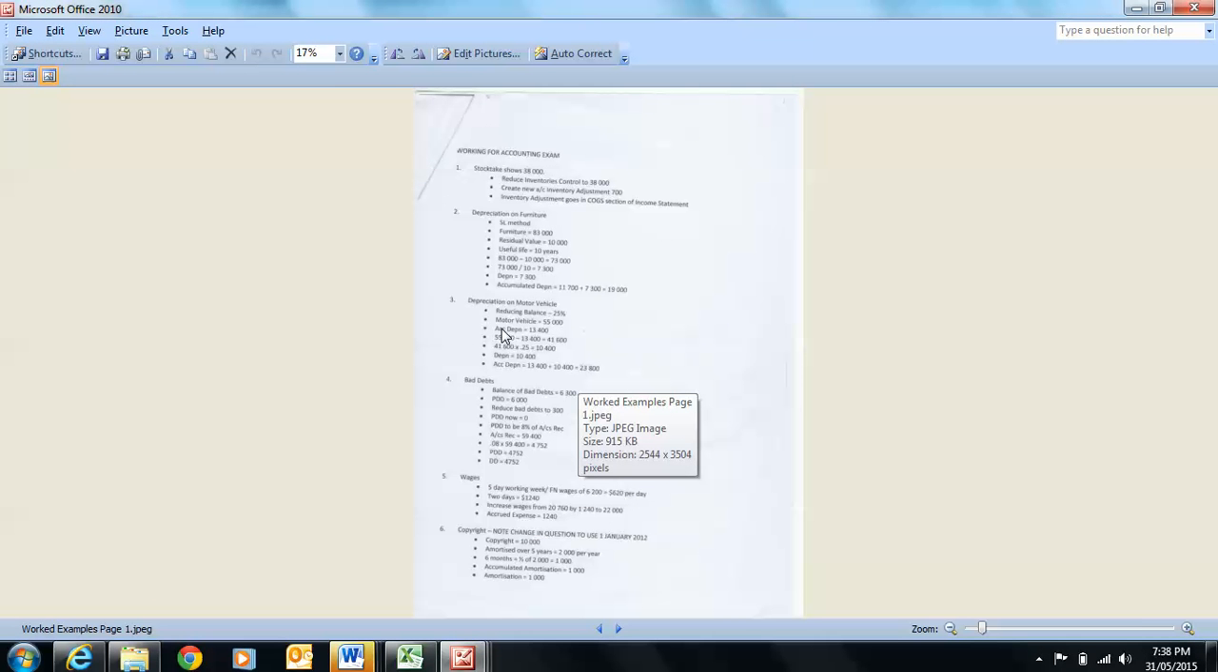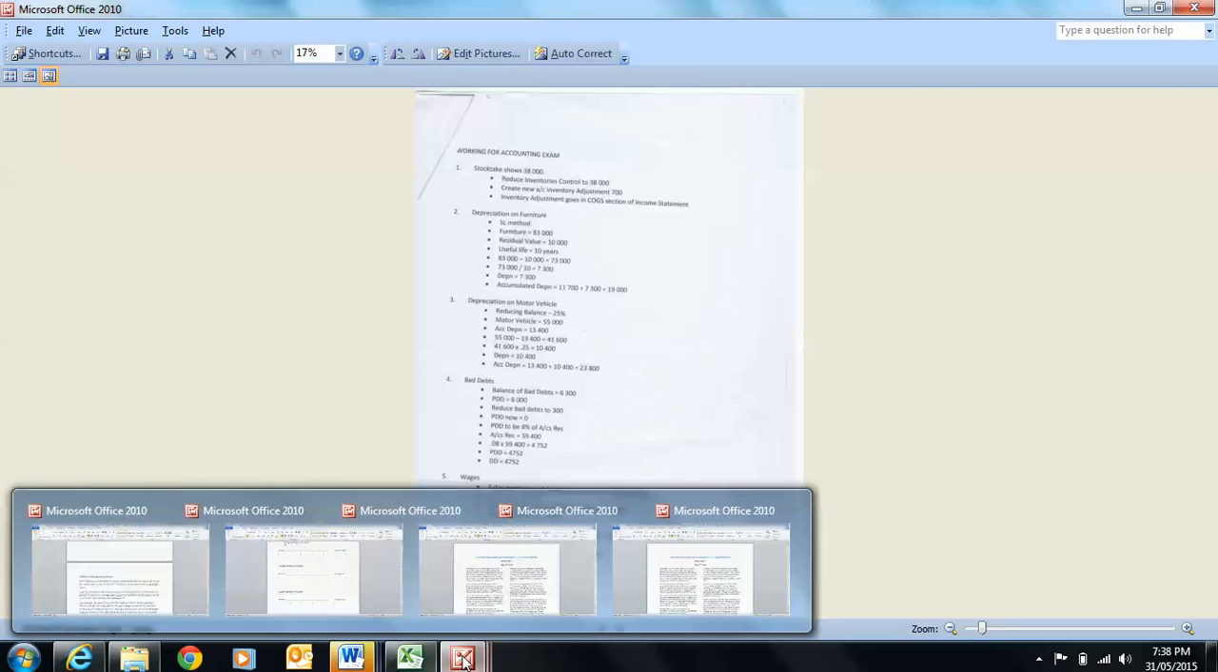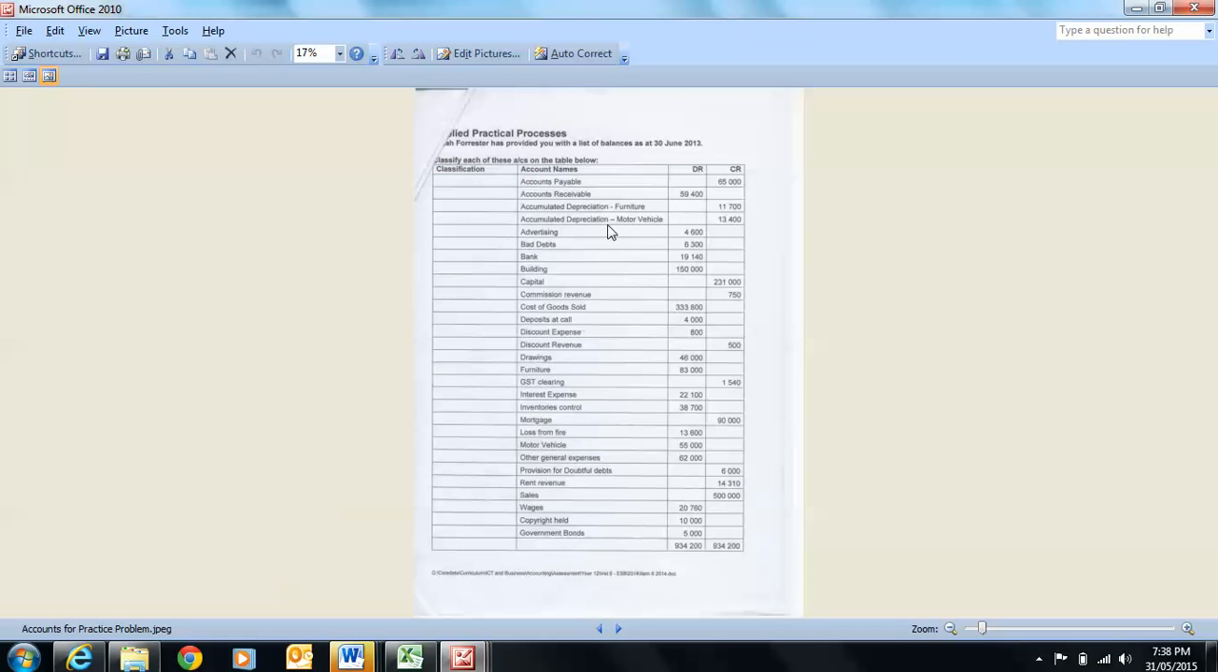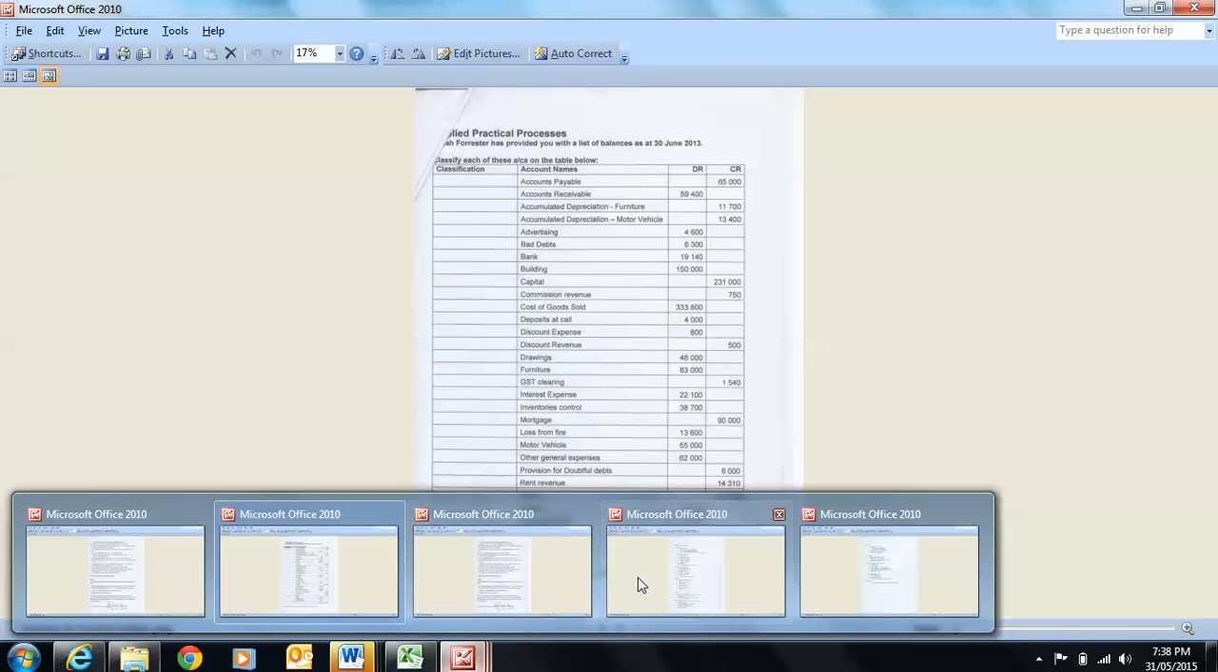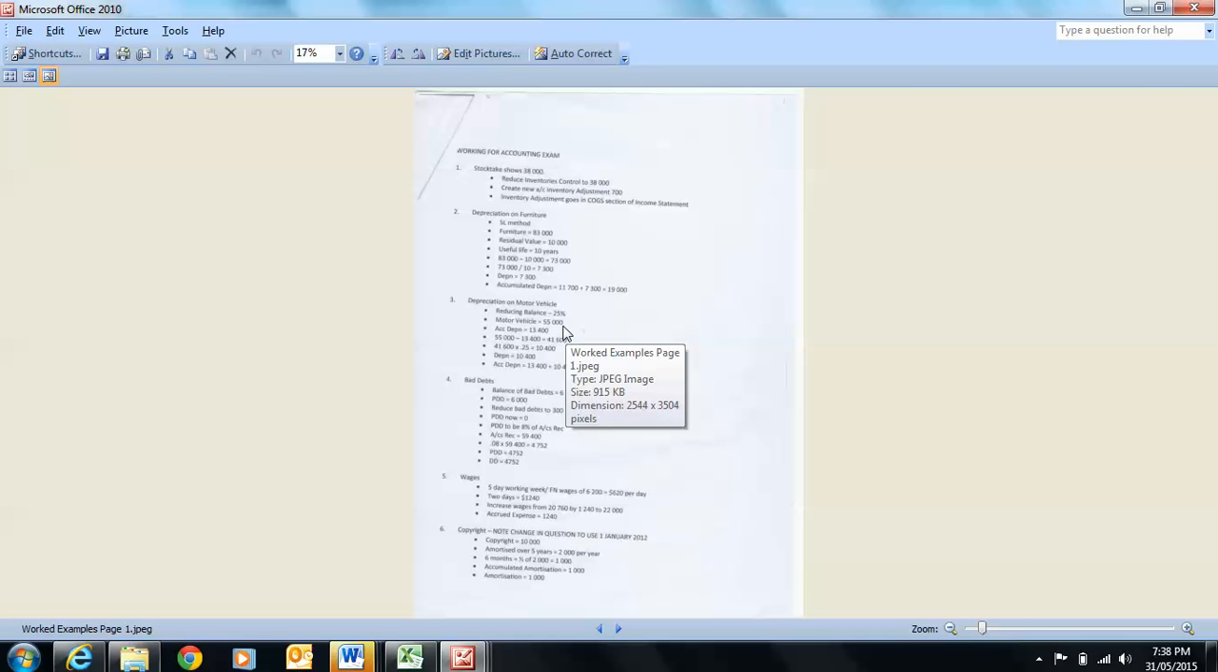The motor vehicle is a little bit more challenging. So if we look at our motor vehicle accounts, we can see that we're starting with $13,400 of accumulated depreciation, and the motor vehicle started off with a value of $55,000. So it reduces in value by 25% each year. So if we start with $55,000 and we work out 25%, 25 divided by 100 multiplied by 55,000, it equals $13,400. So that's the first year's depreciation, and after that, the car is worth $41,600.